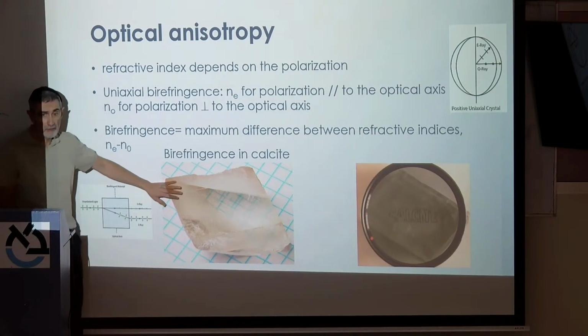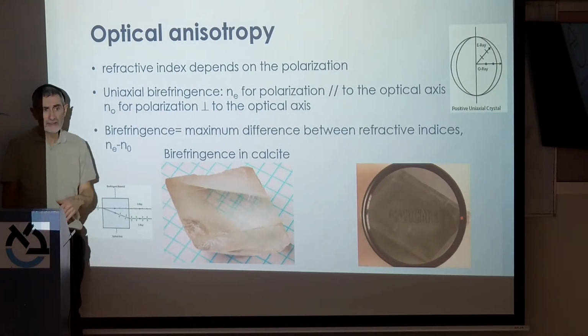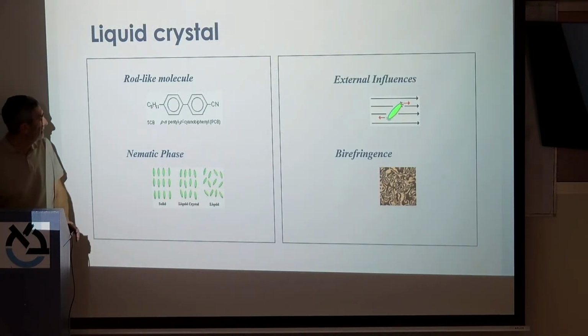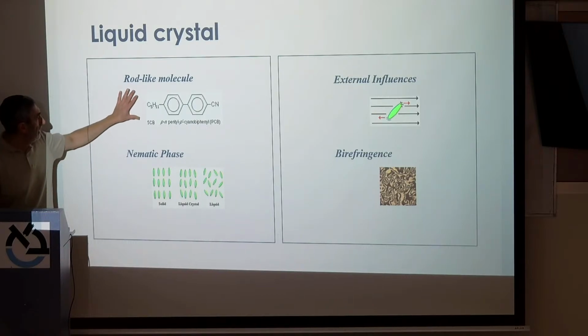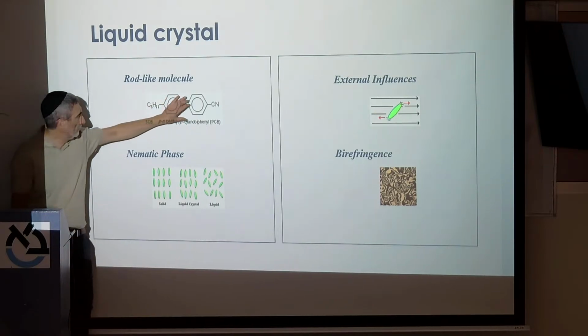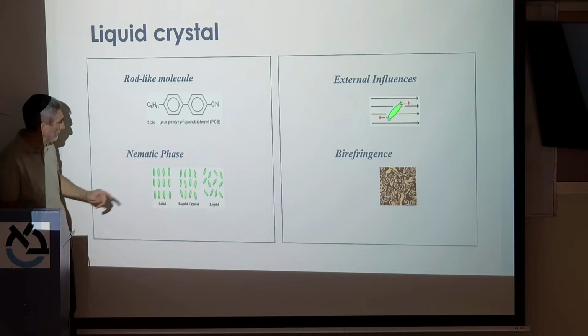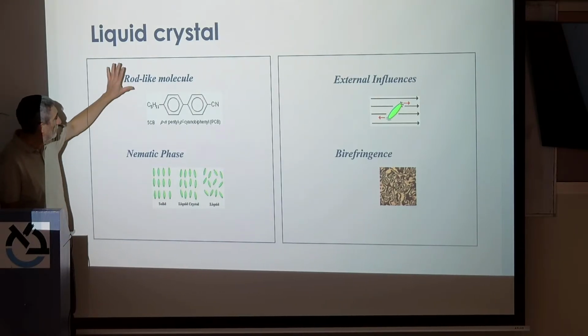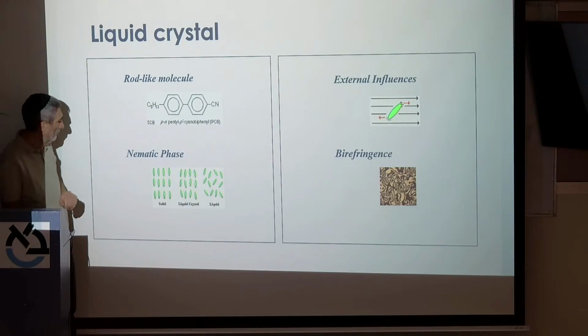Another type of material which is birefringent is liquid crystal. Liquid crystal is strongly birefringent, depending on the polarization. They are made of molecules which are elongated like that, represented by this kind of elongated molecules here. Usually you have different phases for this type of system.